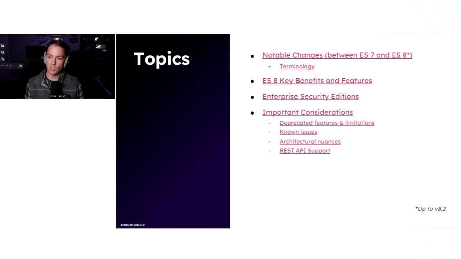Let's go ahead and dive into our topics for our session today. I'm going to highlight some notable changes between Enterprise Security 7 and 8, with a focus on the terminology and taxonomy of what entails in that change. We're going to be talking about the Enterprise Security key benefits and features to level set and explain some of the things that we've been doing, both from when Enterprise Security 8 went generally available over a year ago and to what is available today in our latest releases.